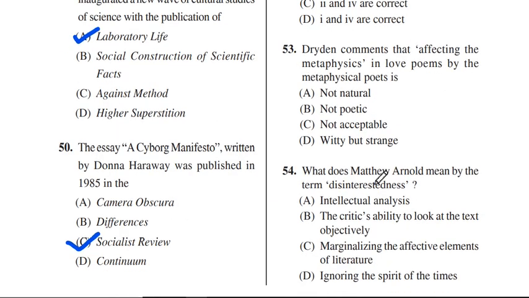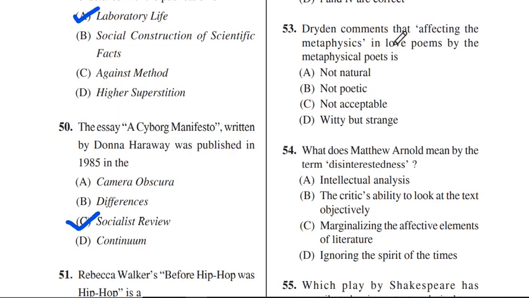Next one, 53. Dryden comments that affecting the metaphysics in love poems by the metaphysical poets is not natural. Next, 54. What does Matthew Arnold mean by the term disinterestedness? The answer is B. The critic's ability to look at the text objectively.